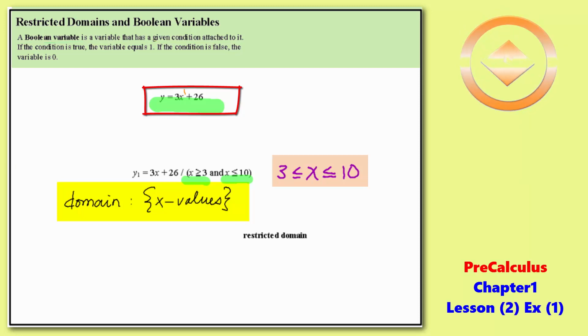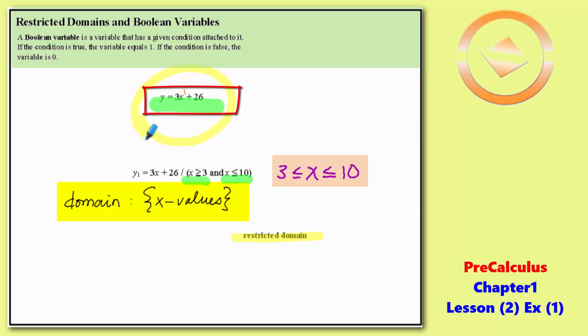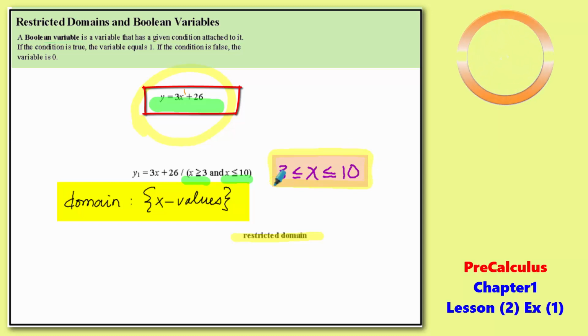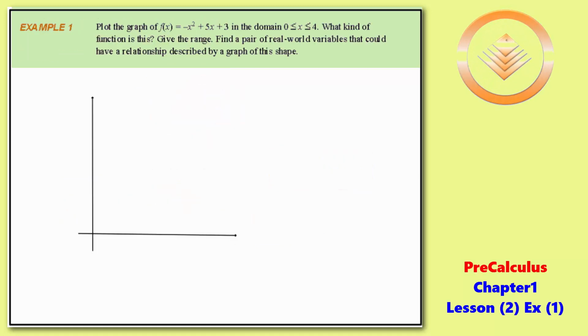Restricted domain because we are restricting our domain of x. For this function 3x plus 26, you could set any values for x and get any values for y also, but in this case we are restricting it to this domain: x is greater than or equal to 3, and x is less than or equal to 10. Okay, let's move on to example 1.